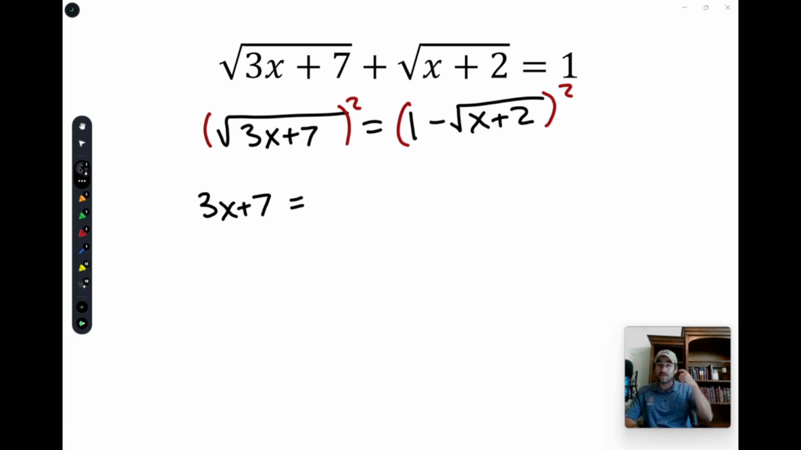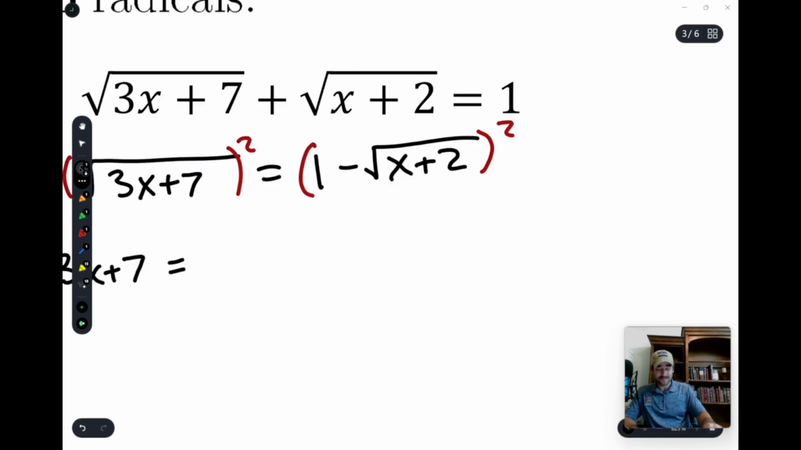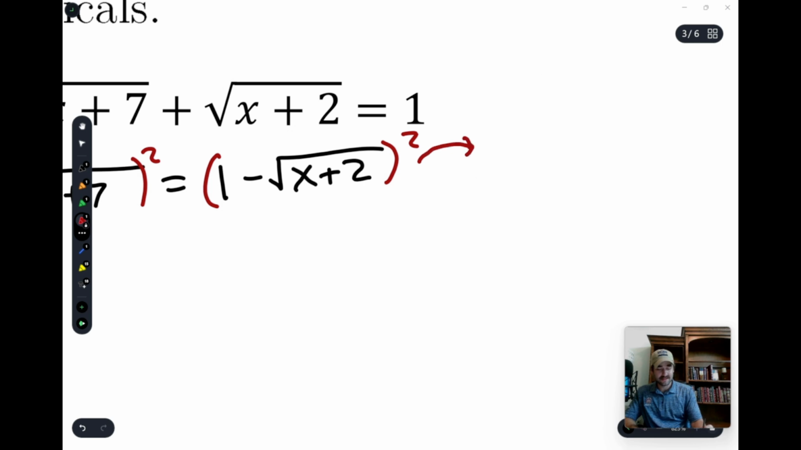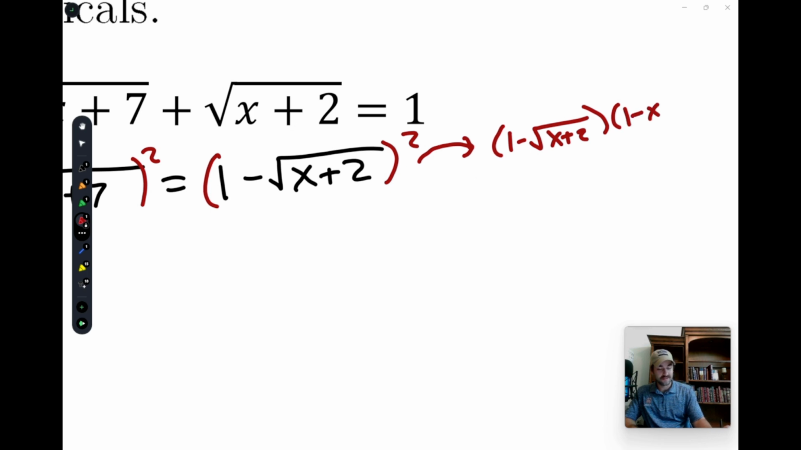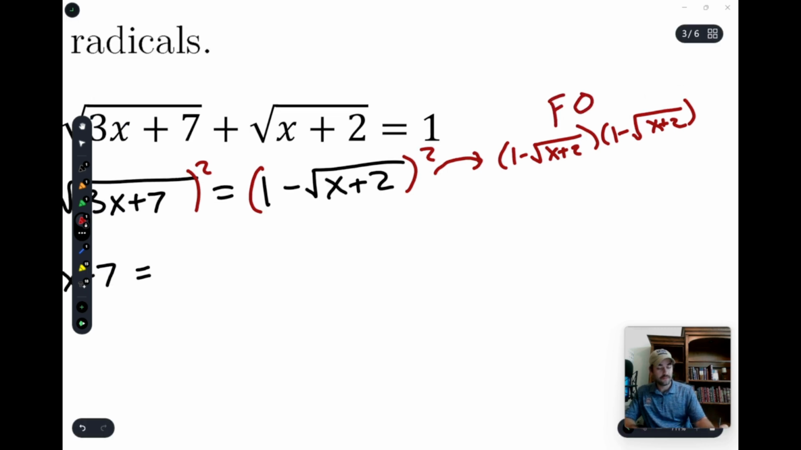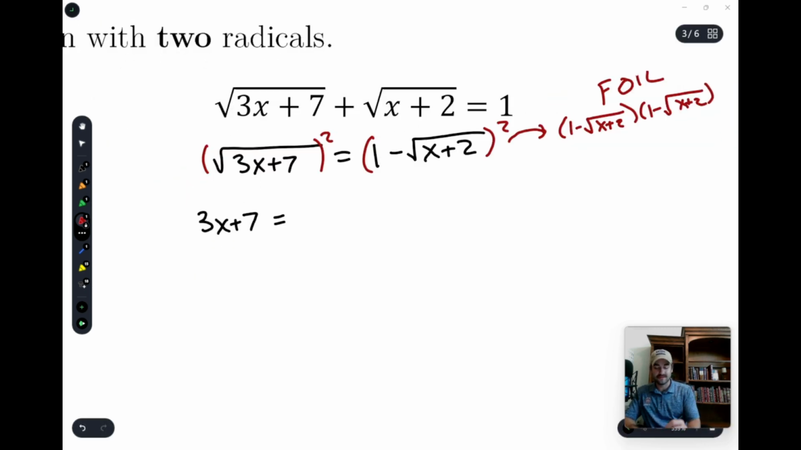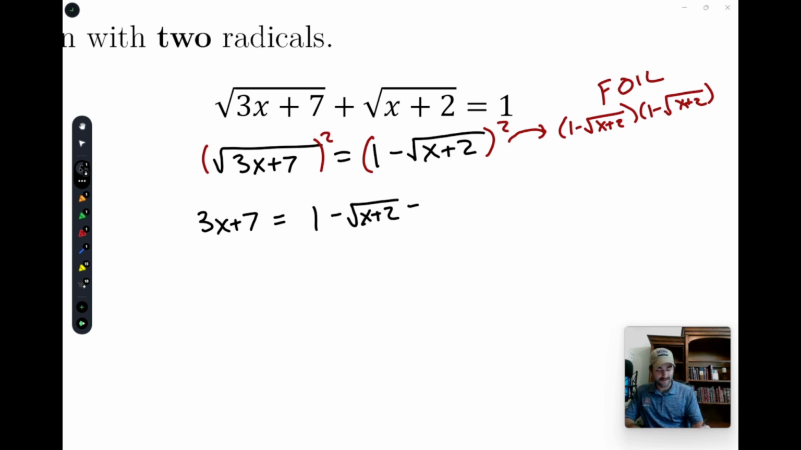But on the right side, it's a little more annoying because we've got to do our FOIL, our first, outer, inner, last, right? So technically I'm going to rewrite this because isn't that just the same thing as it times itself, which helps us see the FOIL a little prettier? And now if we FOIL that term, we end up with, let's do this, first 1. Outside, negative the square root term. Inside, it's the same thing, another negative the square root term. And last, a square root times a square root just gets rid of it, and a negative times a negative is a positive, so we're just going to end up with plus x plus 2.